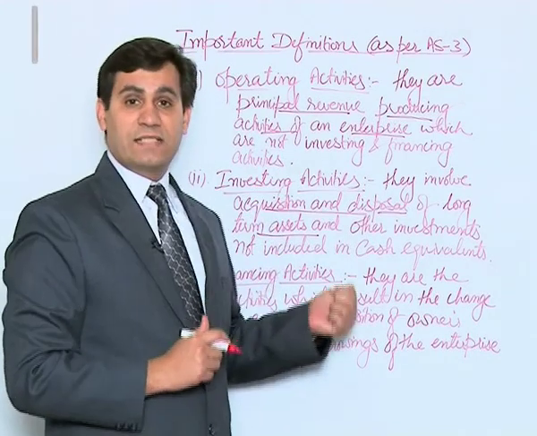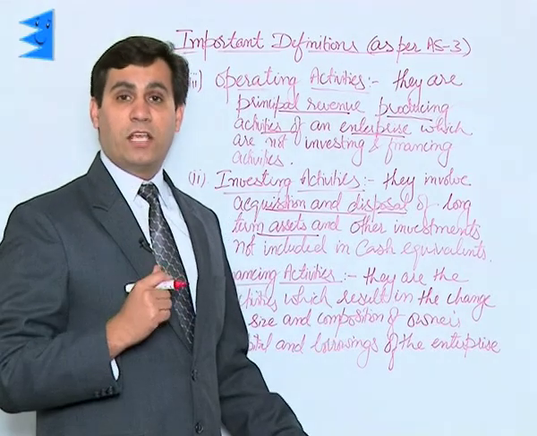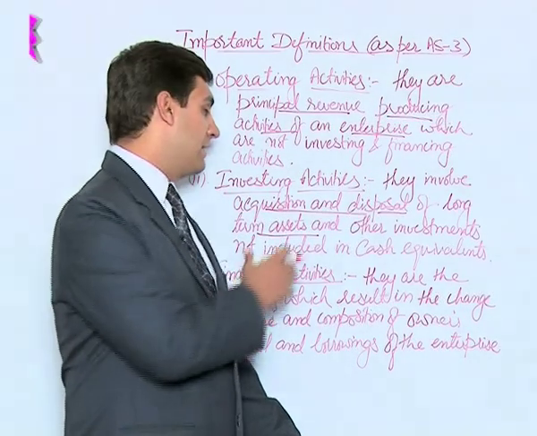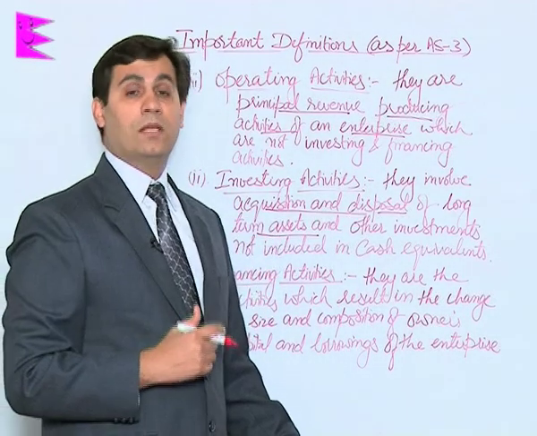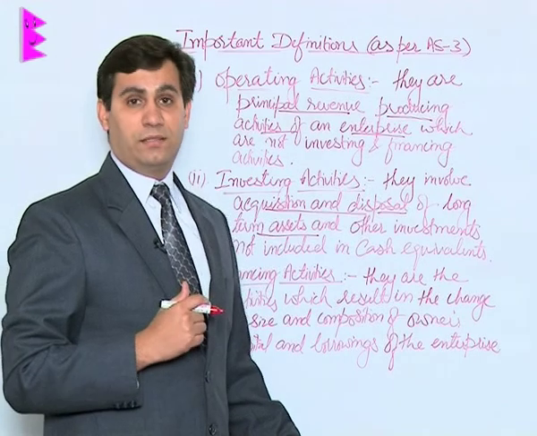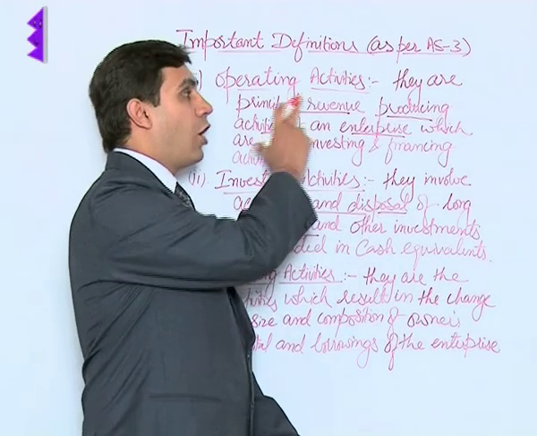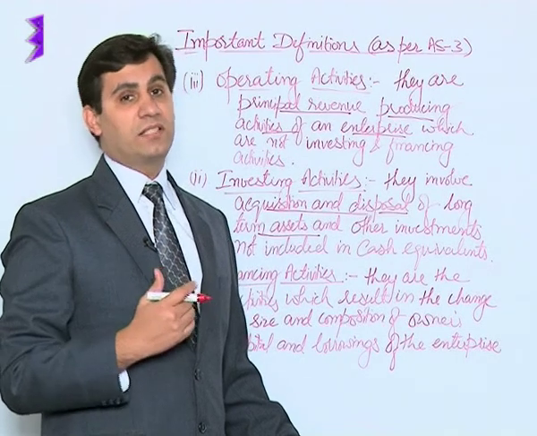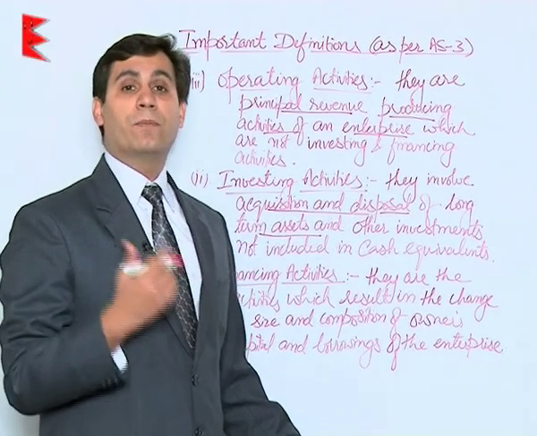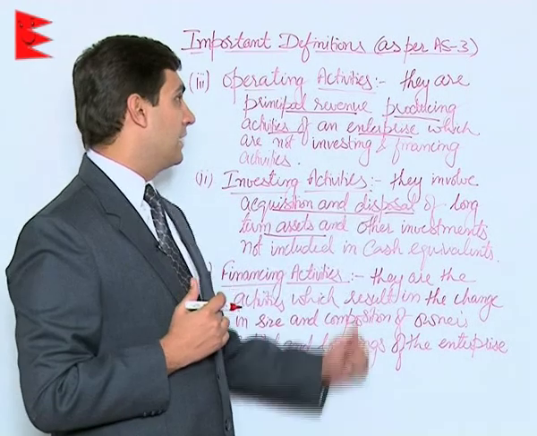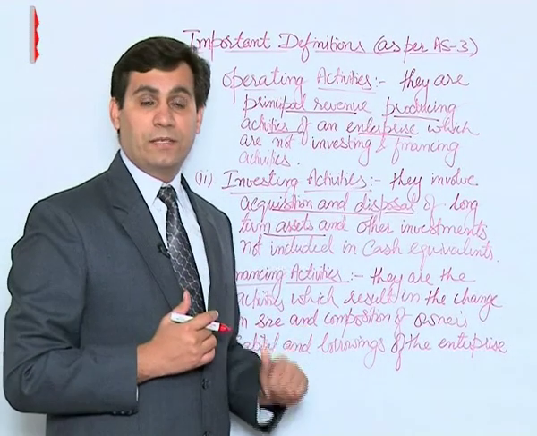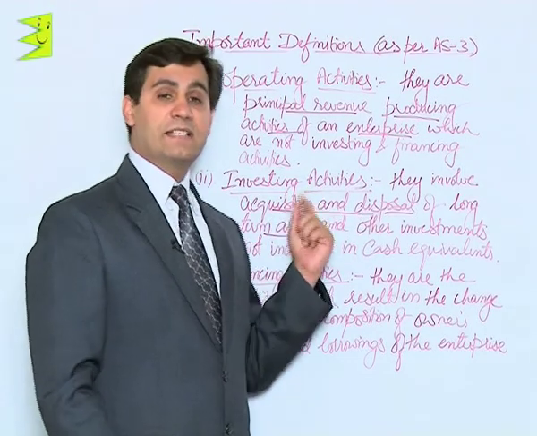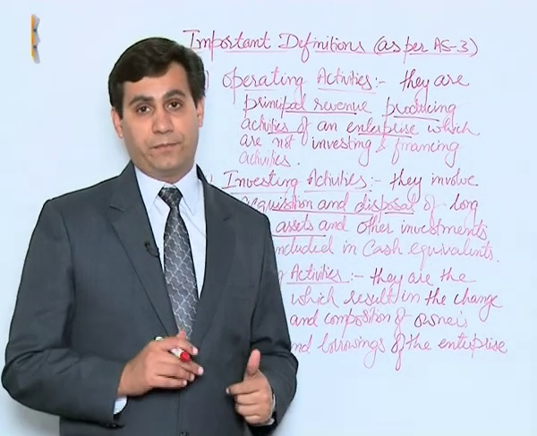Like for example, let us take a few examples regarding this. Sale of land. Land is a fixed asset. Its sale can be categorized as an investing activity. But in case you are a property dealer, then the sale of building would be your operating activity. Why? Because when you are in property business, selling and purchasing the property is your primary activity. So in that case, it becomes an operating activity. But otherwise, purchase or sale of building would be categorized as investing activity.